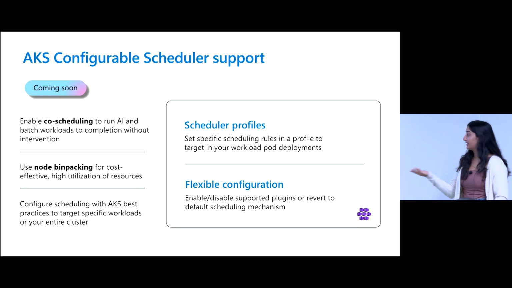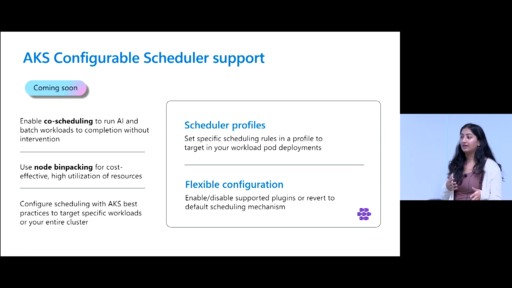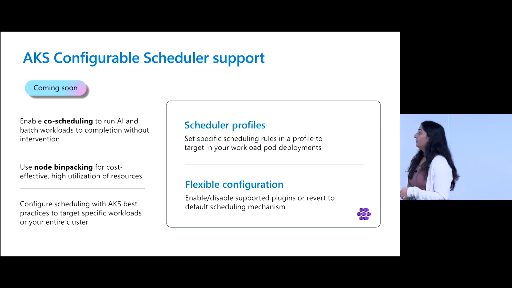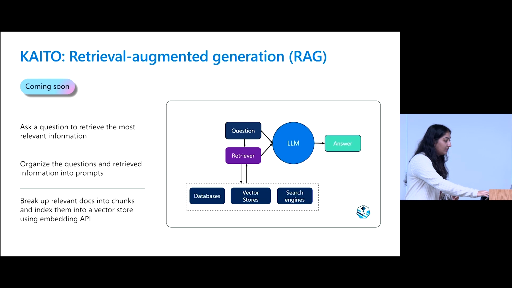And we would allow for flexible configuration, enabling and disabling these scheduling plugins, or reverting back to default scheduling mechanisms in case it's affecting your app in any certain way, and then pre-validated scheduler profiles that are essentially YAML manifests that you can just apply directly onto your AKS cluster to change the scheduling mechanism. So that will be coming soon in the new year, as well as supporting RAG in Kaito.